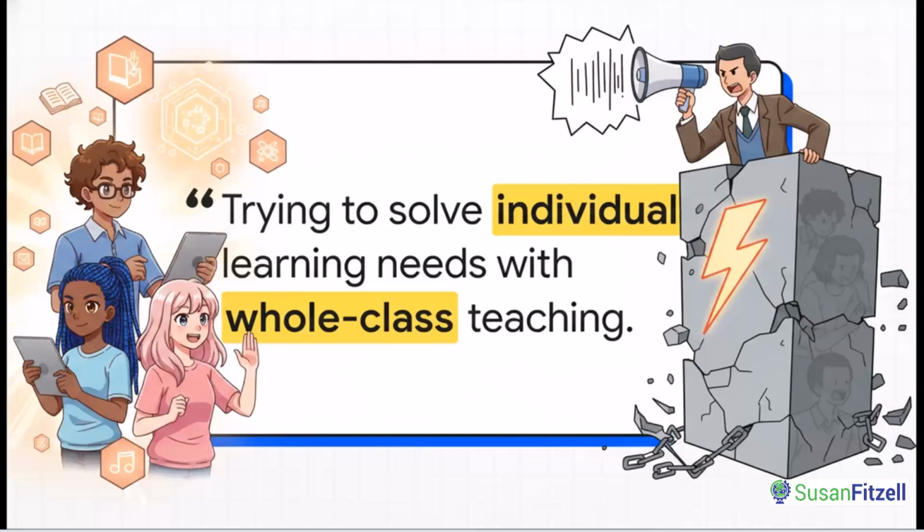Education expert Susan Fitzell actually hit the nail on the head regarding the root of this problem. Look at this quote. She says the 25-minute lecture happens because we are trying to solve individual learning needs with whole class teaching. Wow, that is the massive epiphany right there. We are inadvertently failing both our struggling students and our gifted students by relying on endless whole class instruction. You just can't fix an individual hurdle by talking louder or longer to the entire room.